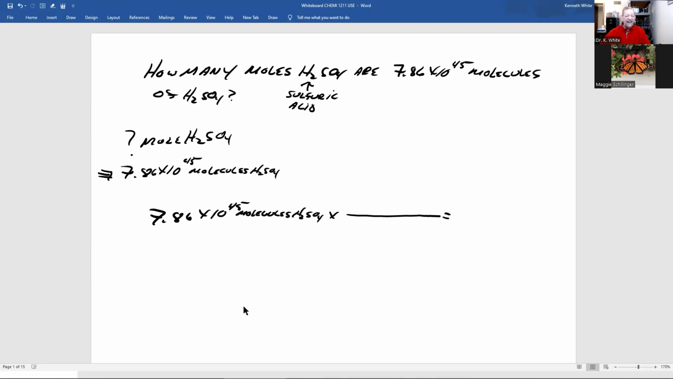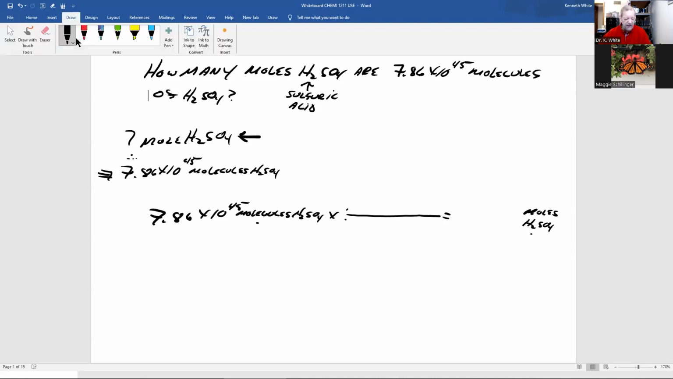And now, what answer, unit-wise, are we trying to get to? Well, we took the time right here to say we're trying to get, and that's why I used the question mark, moles of sulfuric acid. And now, how do we proceed? Well, if there was a ratio that we could multiply this molecules of H2SO4 by to get the moles of H2SO4, what would it be?